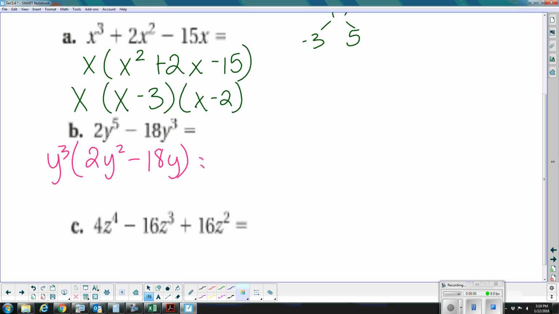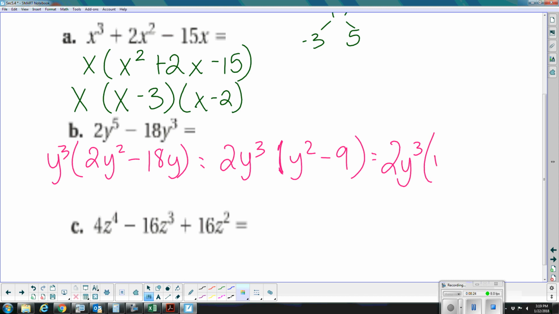Then if I look at this again, I notice that I can also factor out a 2 from each of these. So I get 2y cubed times y squared minus 9. And then if I look at that y squared minus 9, those are both perfect squares. So I can factor that out. 2y cubed times y plus 3 times y minus 3.